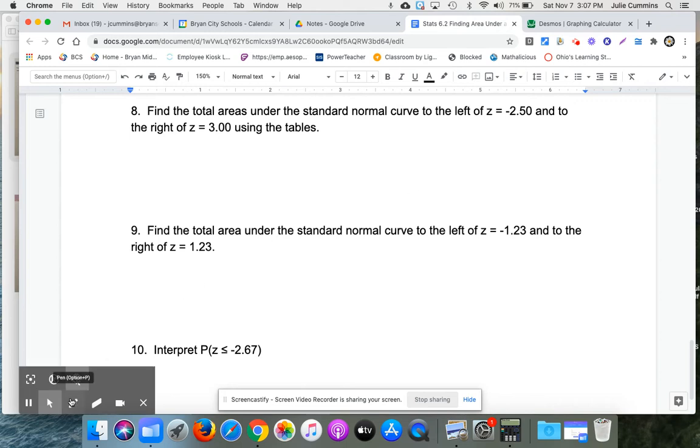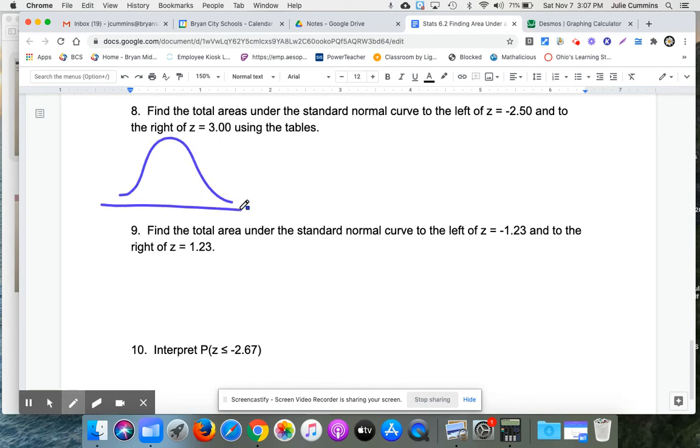So let's draw this. Here's our normal curve. Here's our middle. Negative 2.5 is down here. So we want to go to the left of that. That's going to be very small. And then 3 is way up here and to the right of that. Also very small. Okay, so our answer is not going to be big.